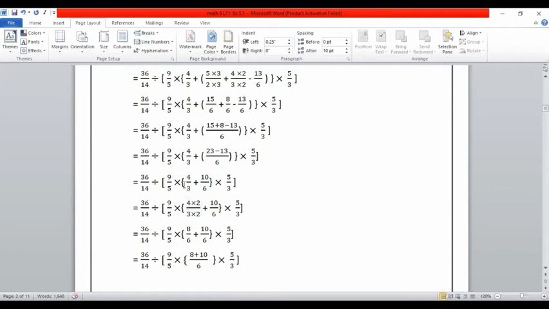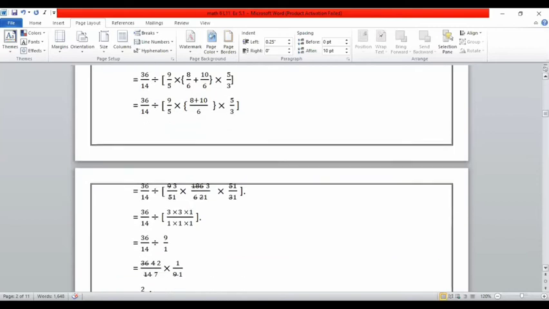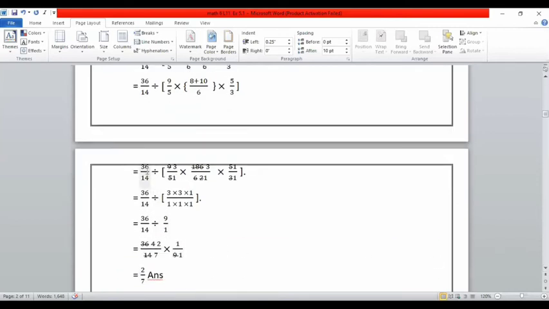Now again I have to solve the curly bracket, and for the simplification of the curly bracket I have to find out the LCM of 3 and 6. LCM of 3 and 6 will be 6, because this 3 can make the 6 two times. So I will make 3 into 6 by multiplying 2 up and down. Here the LCM comes out 6. When I add the 8 and 10, addition of 8 and 10 will come out 18, but all these values, 36 over 14 divided by this and this, will remain the same.